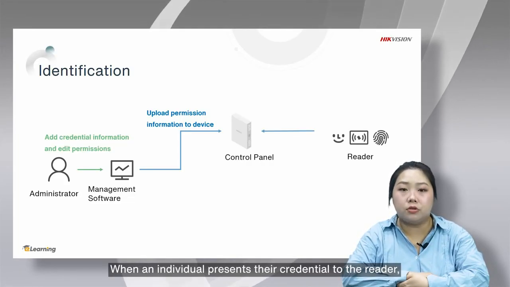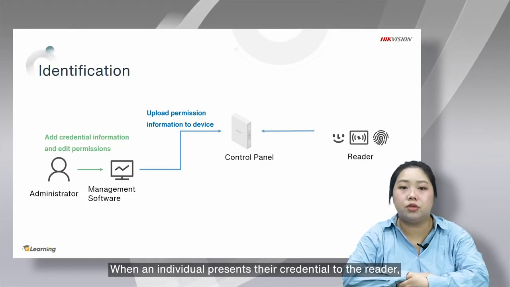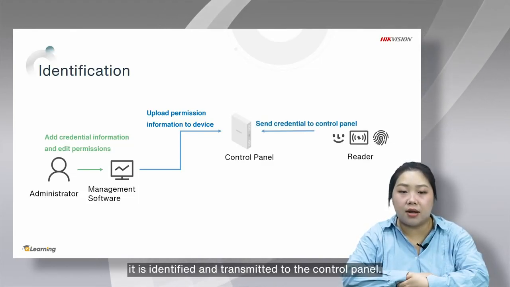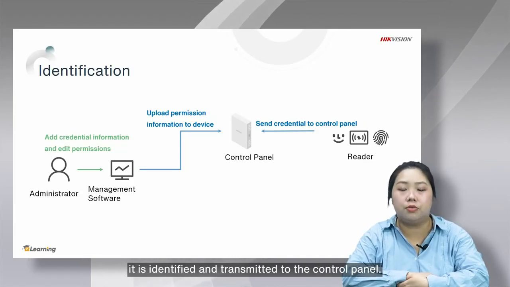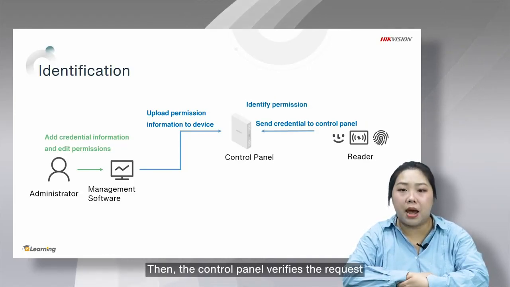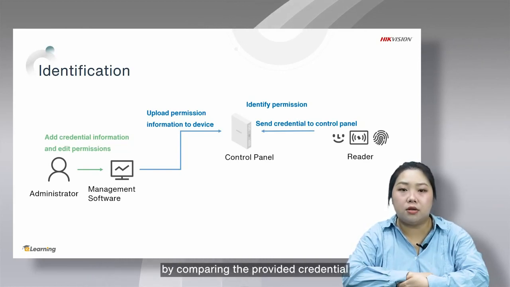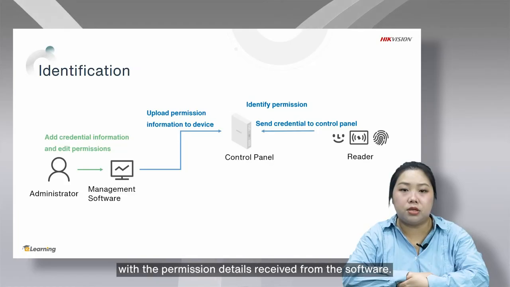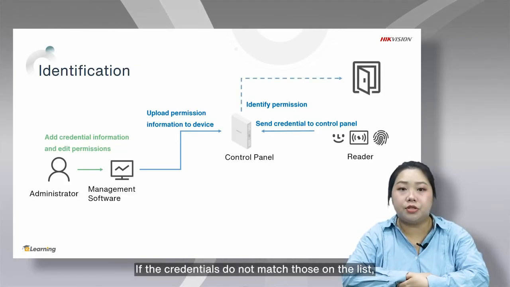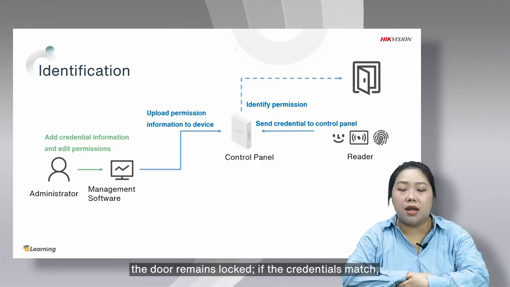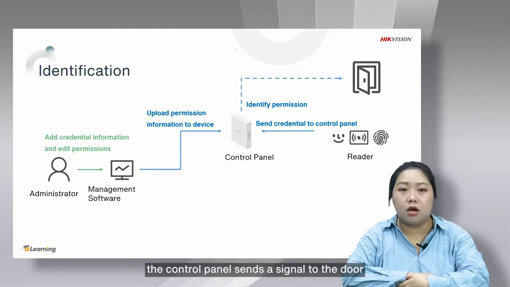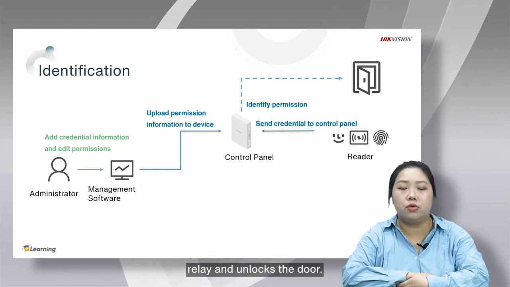When an individual presents their credential to the reader, it is identified and transmitted to the control panel. Then, the control panel verifies the request by comparing the provided credential with the permission details received from the software. If the credentials do not match those on the list, the door remains locked. And if the credentials match, the control panel sends a signal to the door relay and unlocks the door.